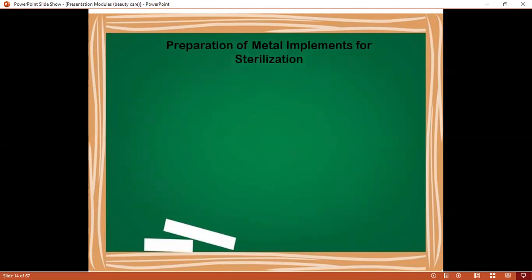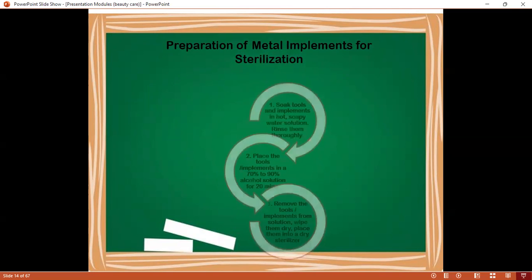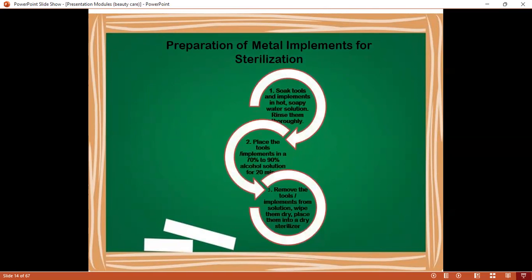Preparation of metal implements for sterilization. Number 1, soak tools and implements in a hot, soapy water solution. Rinse them thoroughly. 2, place the tools and implements in a 70% to 90% alcohol solution for 20 minutes. 3, remove the tools and implements from the solution. Wipe them dry. Place them into a dry sterilizer.